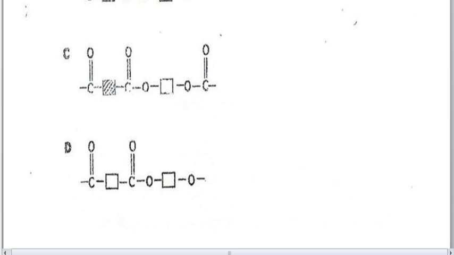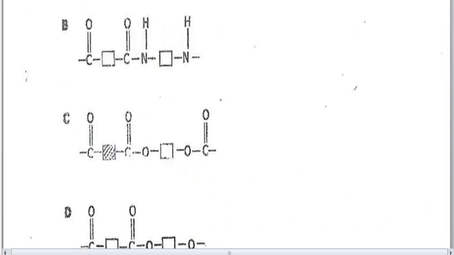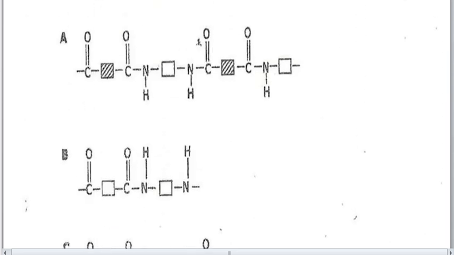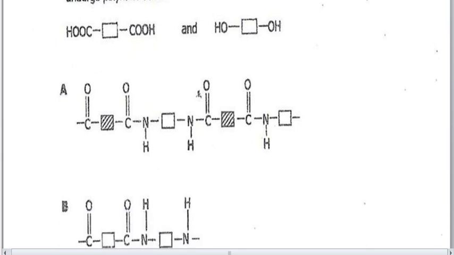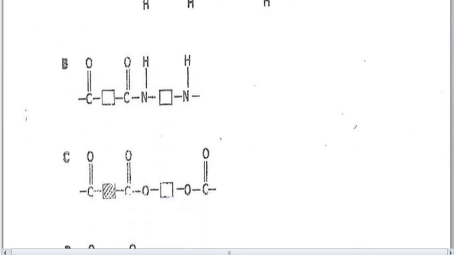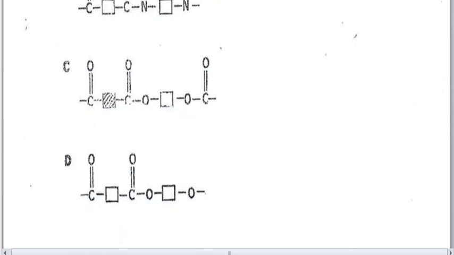Right, so we have that and that. Let me see which polymer is going to be formed. We have that, then we have that. So there we are going to have... okay, so on number 20, answer choice D is correct.